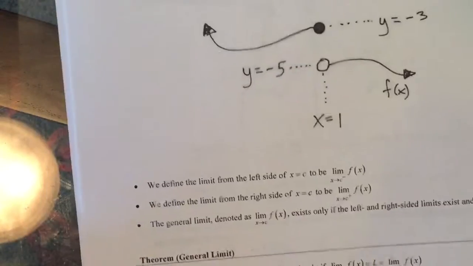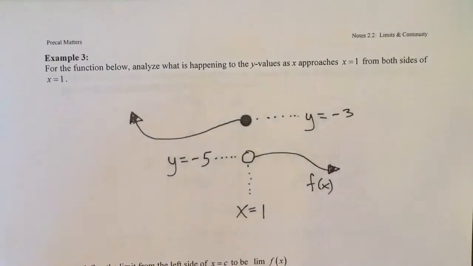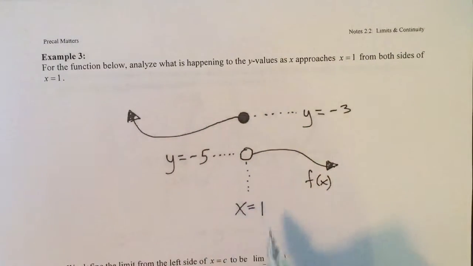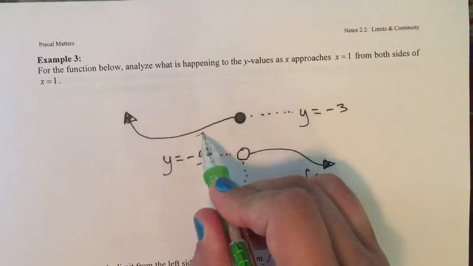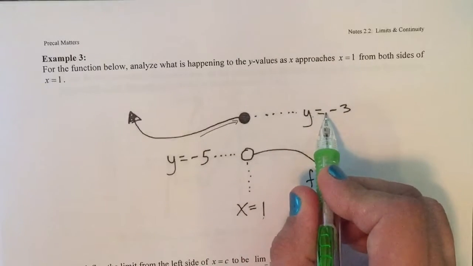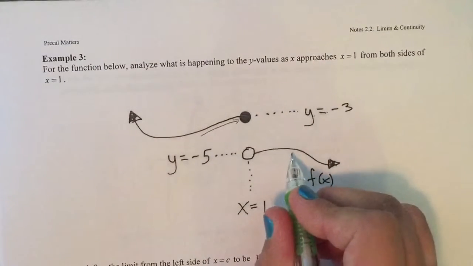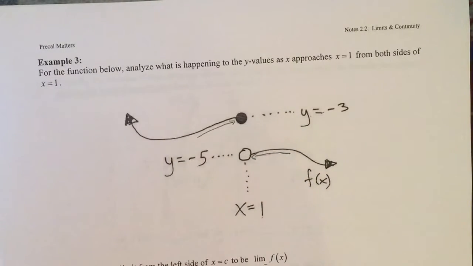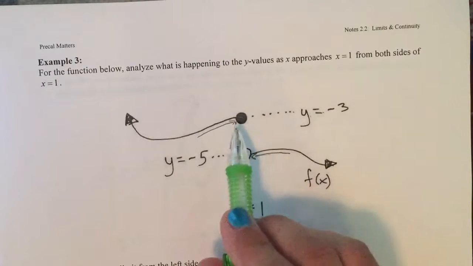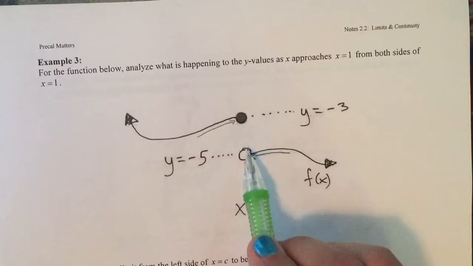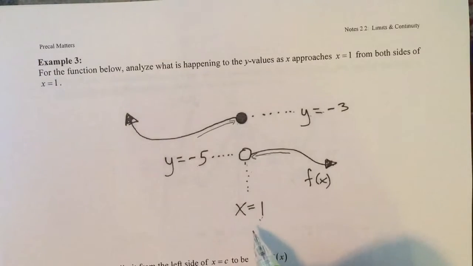All right, the last one like this says for the function below, analyze what's happening to the y value as x approaches 1 from both sides. Okay, so as we're approaching 1 from the left, the function is getting closer and closer to the y value of -3. As we're approaching from the right, this function is getting closer and closer to the y value of -5. Well, hopefully you understand that -3 and -5 are not the same value, okay? We also discussed the fact that it doesn't matter which one of these is filled in because it doesn't matter where the point is at x equals 1. We care what it's approaching.